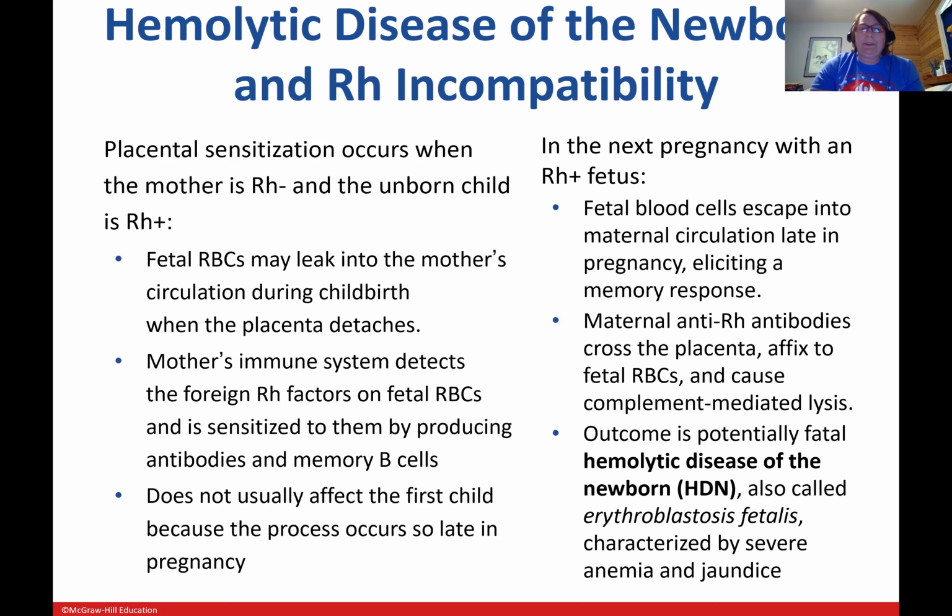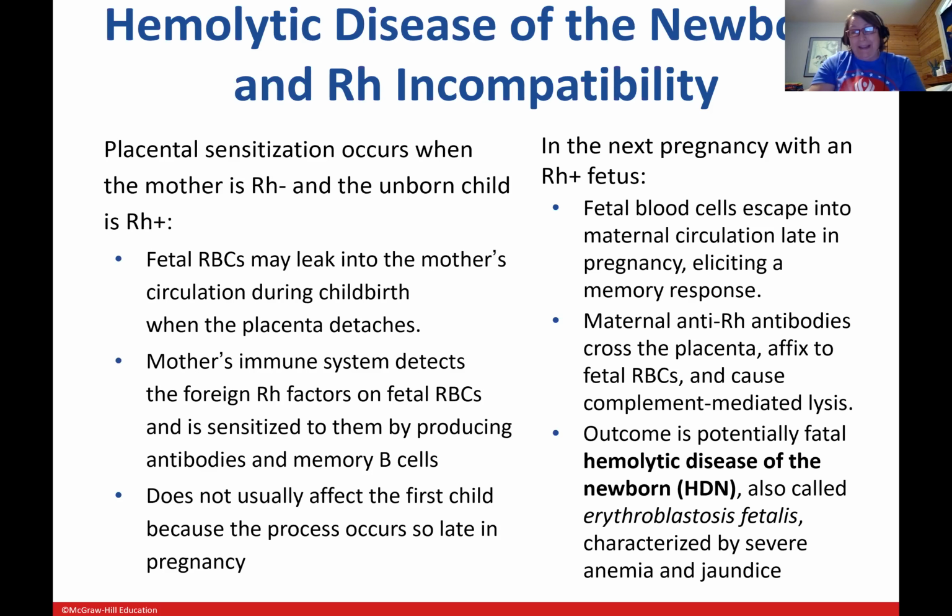The mom's immune system detects that foreign Rh factor on those fetal red blood cells and then becomes sensitized. So this is that first immune response. So again, it's going to take a little while. It may not actually attack that first baby. So the first child that the mom has generally is not hurt because it generally happens pretty late in the pregnancy. So the mom's body hasn't actually had enough time to produce an immune response.